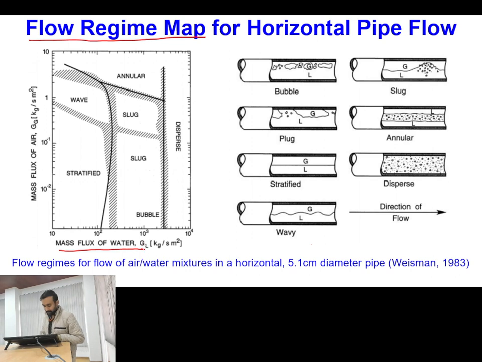So GL is given in kg per second meter square, and here we have the mass flux of air, which is GG in kg per second meter square. Depending upon the different values of this liquid and gas mass flux for an air water mixture, particularly in a 5.1 centimeter diameter tube, one can record the pressure signal.